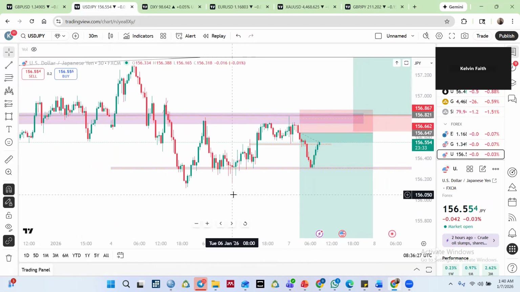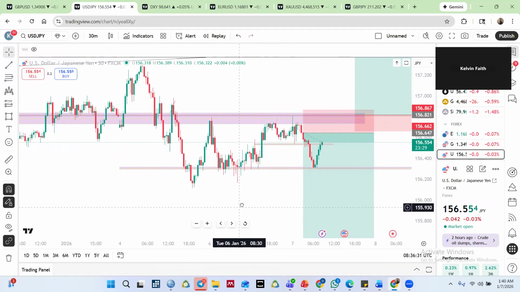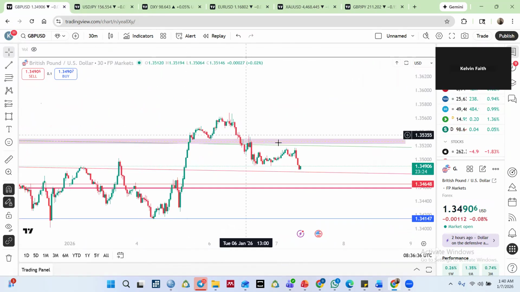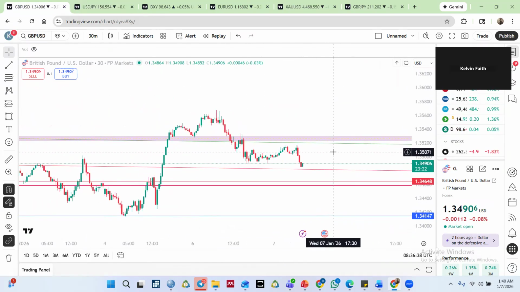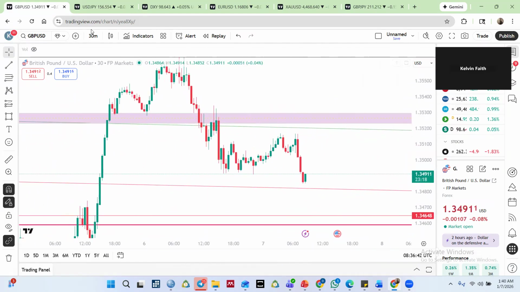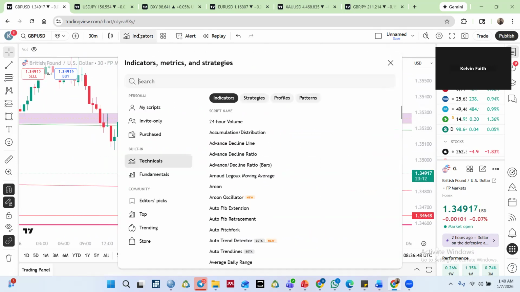USDJPY is still pushing up. So this imbalance has been crashed, which means that price might want to be going up more. Oh my God. GBPUSD is trying to bottom up. Is the session open yet? Let me see. It's my indicator.